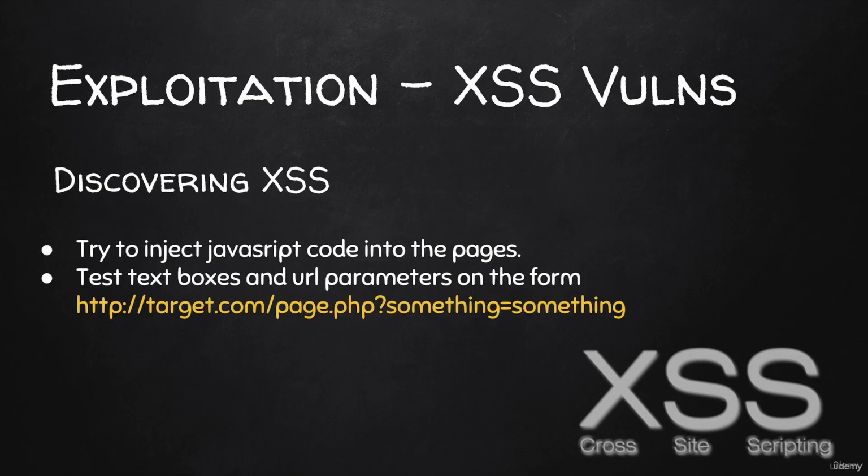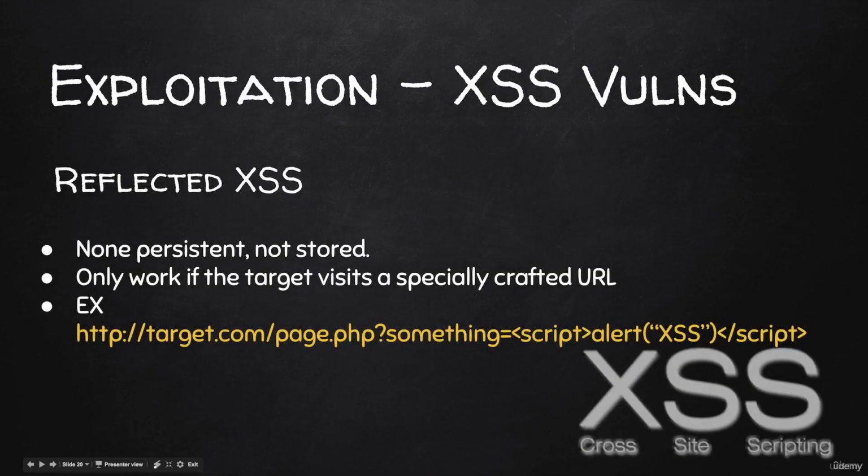So let's talk about how to discover these kinds of vulnerabilities. Very similar to SQL injections, the way to do this is you browse through your target and try to inject any text box or any URL that looks similar to this. Whenever you see a URL with parameters, try to inject into these parameters or into text boxes. Let's have a look at a reflected XSS example. These are the non-persistent, non-stored vulnerabilities where you have to actually send the code to the target, and once the target runs the code, it will be executed on their machine.